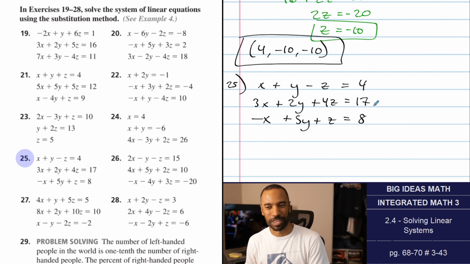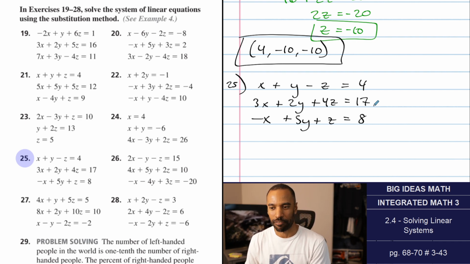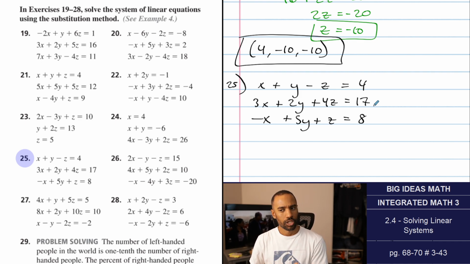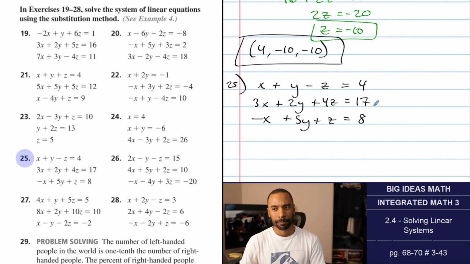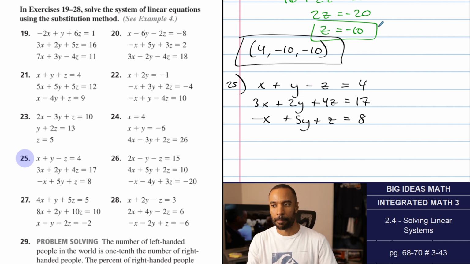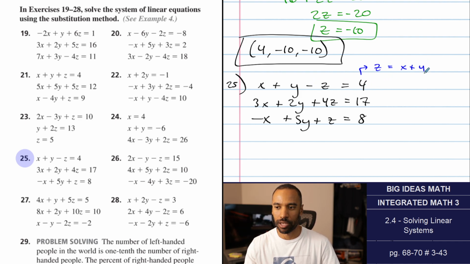Okay, ready? So I got the problem written. Here we go. Now we got to use substitution for this. Same thing as getting a variable by itself. Maybe I should stick with the x trend here. You know what? Let's do z this time. I'm going to get z by itself in the top equation. It's going to take 2 steps to get there. I add z to both sides and subtract 4 from both sides. z equals x plus y minus 4.